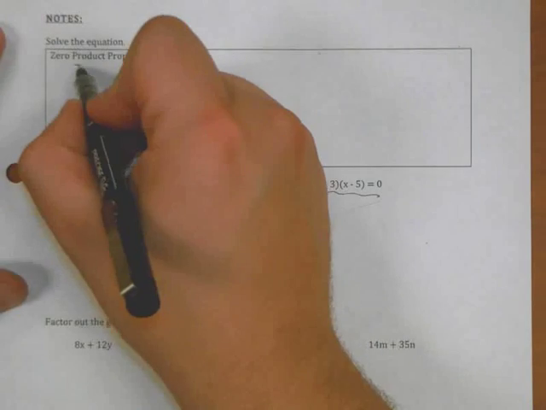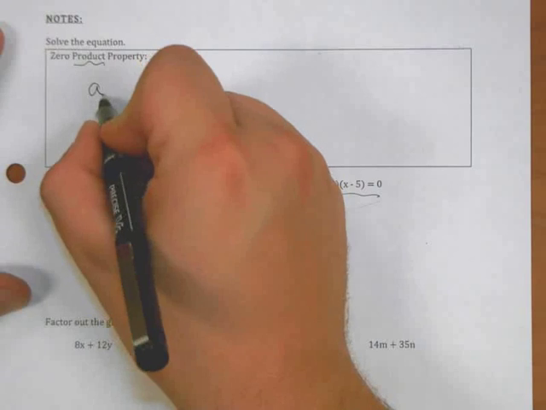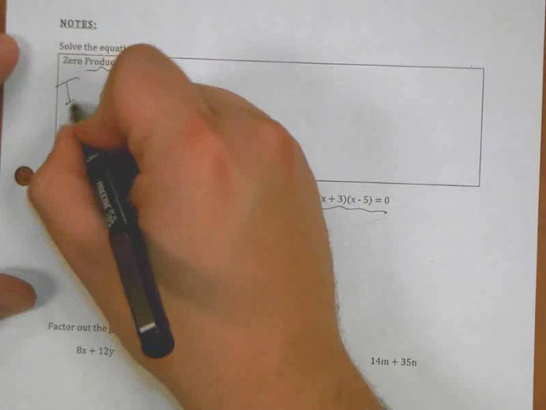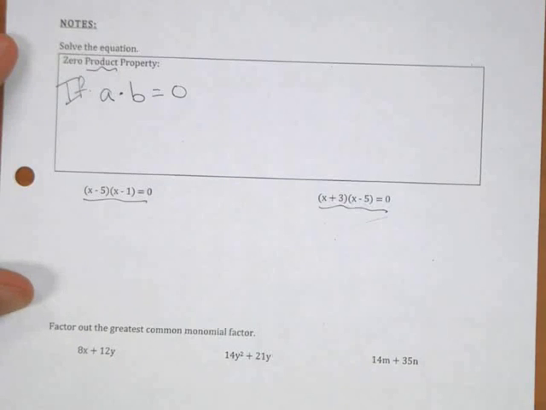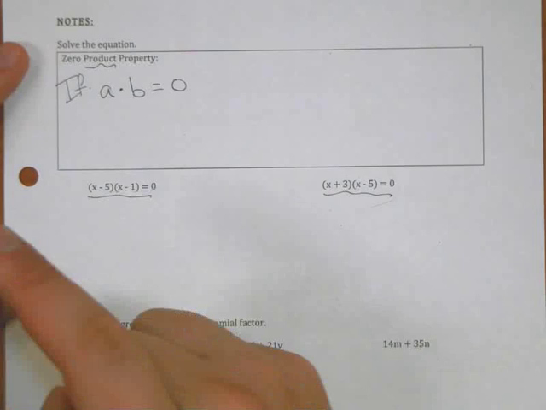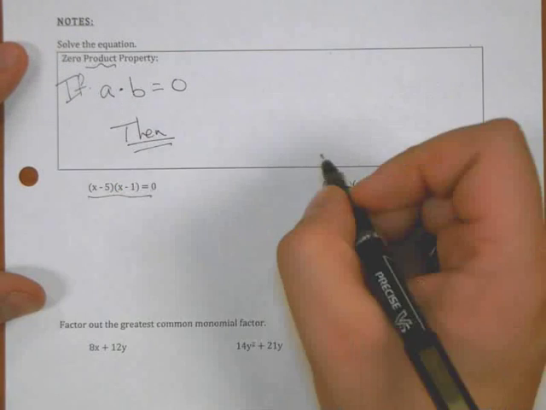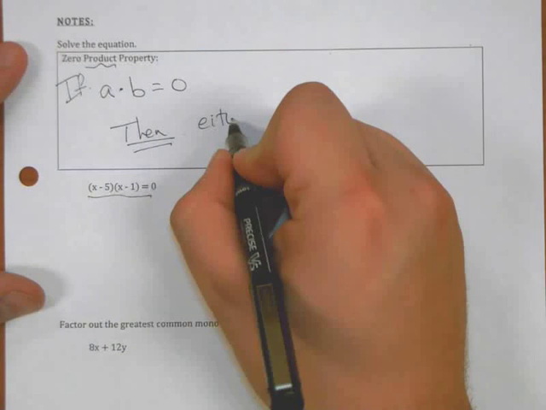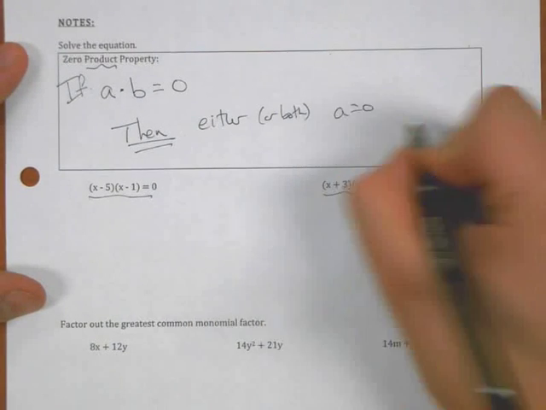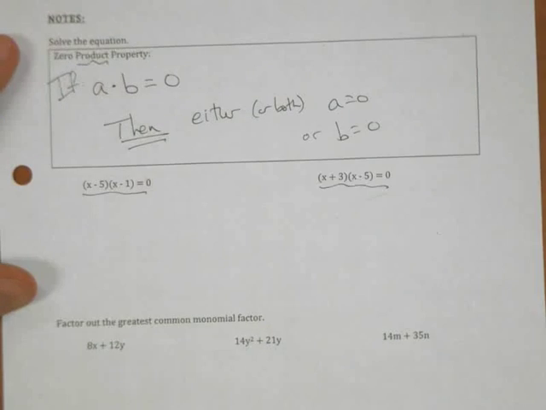So anyways, the zero product property. Zero product means multiply. This property is telling us what happens if you multiply any two numbers and their answer is 0. If you multiply any two numbers and they equal 0, then what do you know? Well, then we know that either or both: A equals 0 or B equals 0.